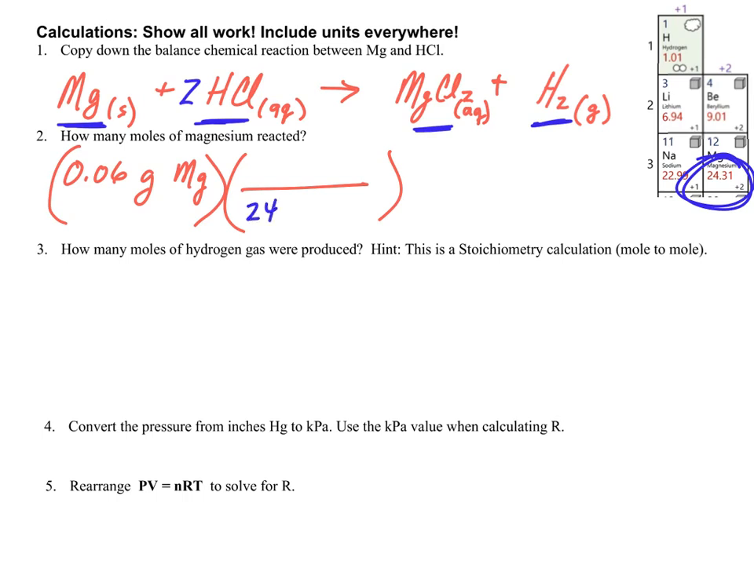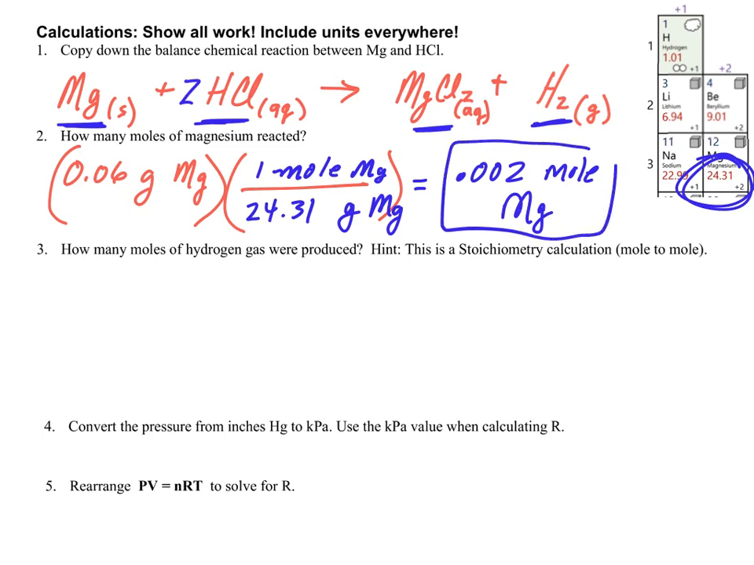I could write 24.31 grams of magnesium for each 1 mole of magnesium. Now, if I multiply this, 0.06 times 1 divided by 24.31, that gives me 0.002 moles of magnesium. So that's how many moles of magnesium we used. A tiny amount of moles.